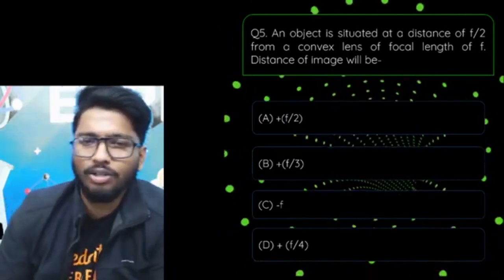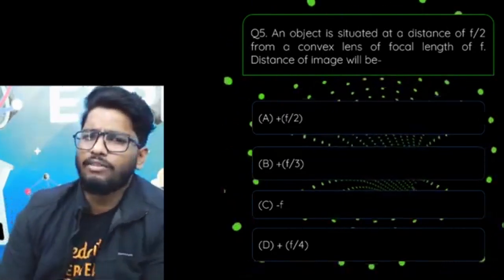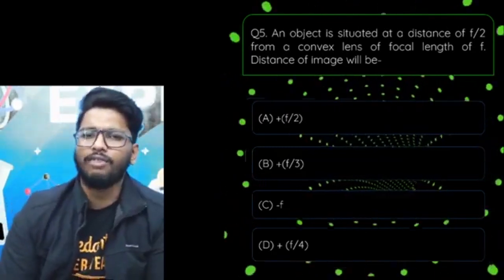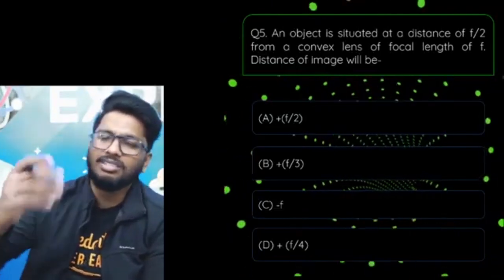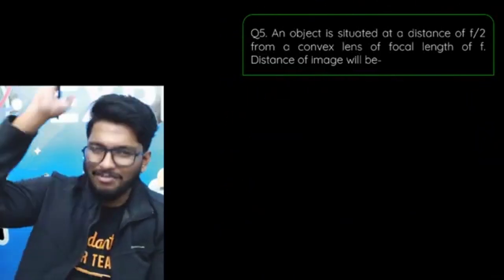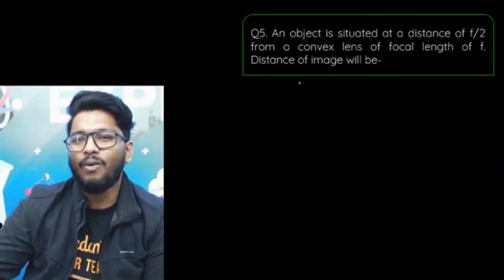Alright, so this is the question. Go ahead and solve this. An object is situated at a distance of f by 2 from a convex lens of focal length f. Distance of the image will be plus f by 2, plus f by 3, minus f, or minus f by 3, f by 4. Let's go, guys. Come on, let's see who solves it first.